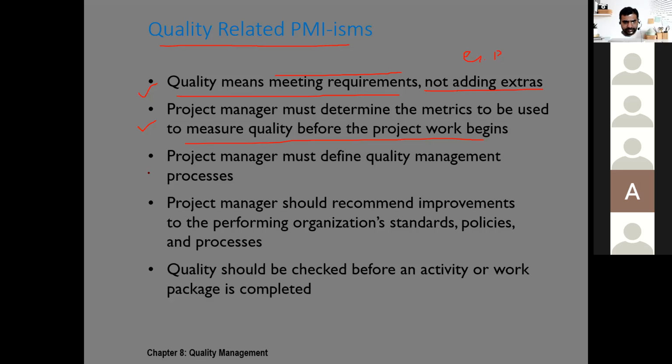Next. Project manager must define quality management processes. So if the organization already has some requirements for the projects related to quality, some processes to adhere to, it's good. Sometimes if those processes are not available, the project manager also has to define those processes. And if processes already exist, still he or she can tailor them for the needs of the project. Next.